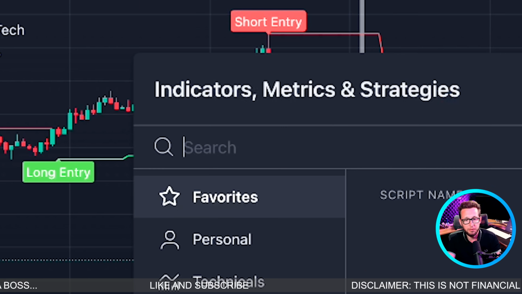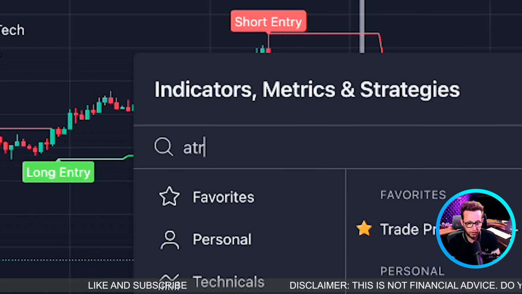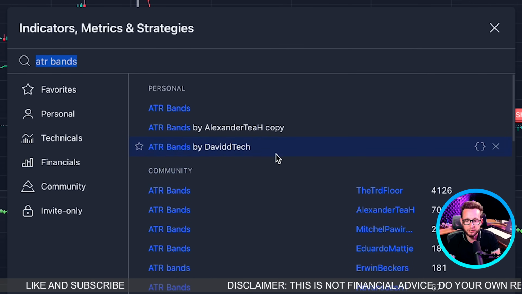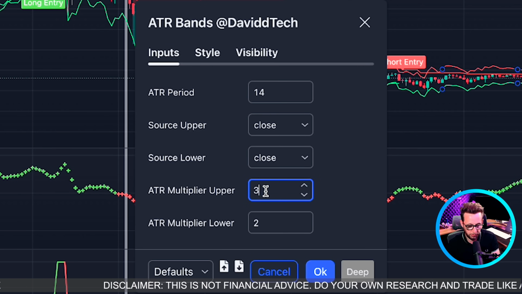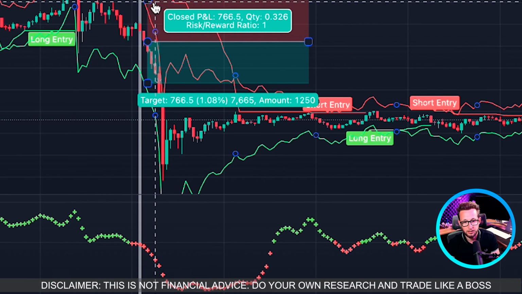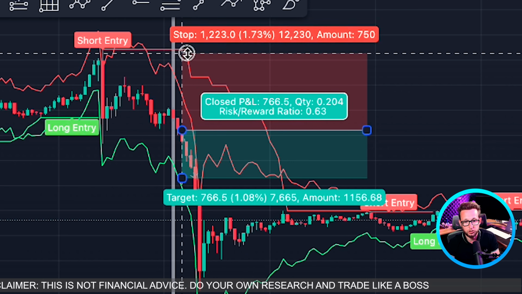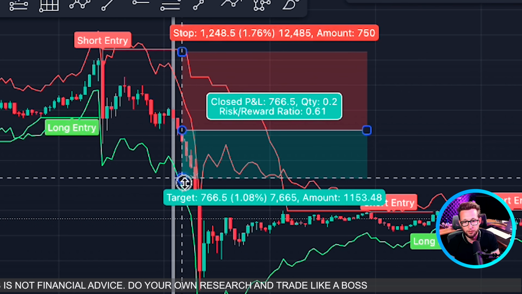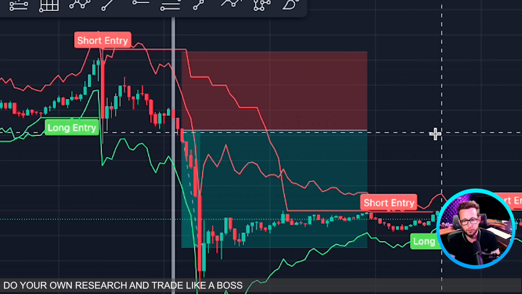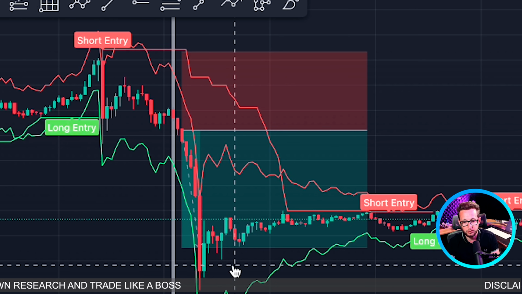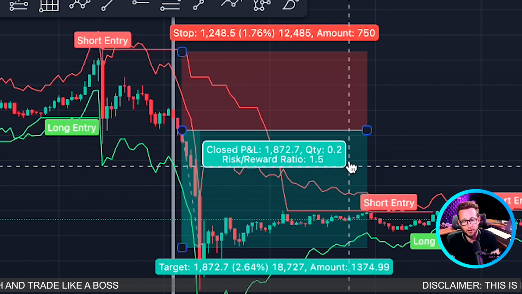Boom. Right, and then we'll add our trusty ATR bands indicator by David Tech. We're going to be changing our upper and lower multiplier to 3, just like that. That's going to help us to set our stop loss, and we're going to be looking for a risk to reward of 1.5. Boom! And as you can see, we just made 2.64% out of the market.